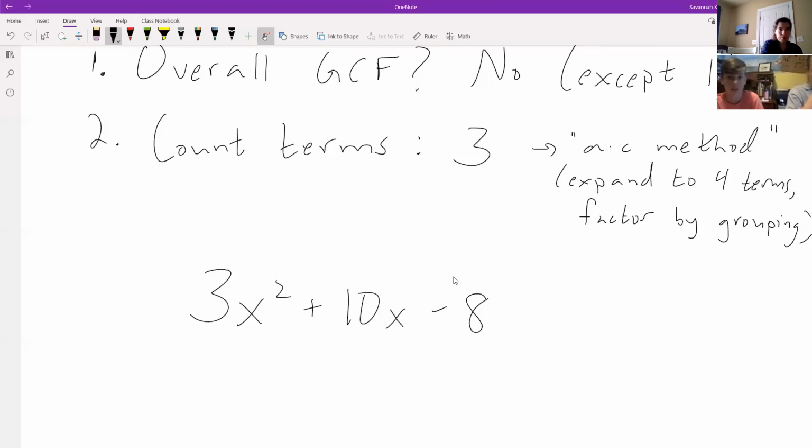Okay, I think we got it. So we got in parentheses x plus 4, end parentheses, and then in another parentheses 3x minus 2.